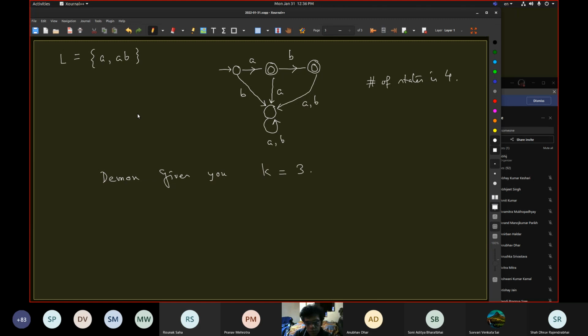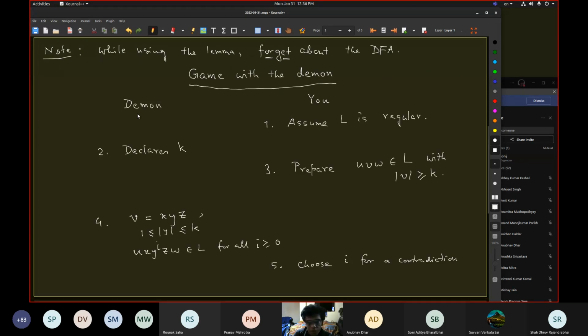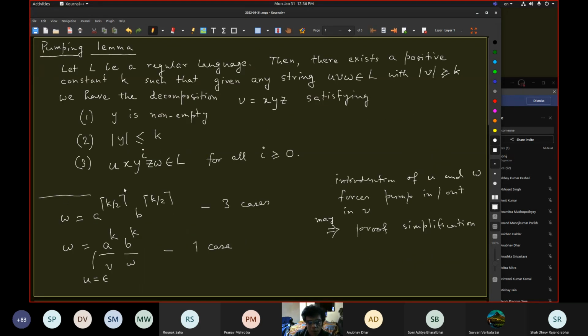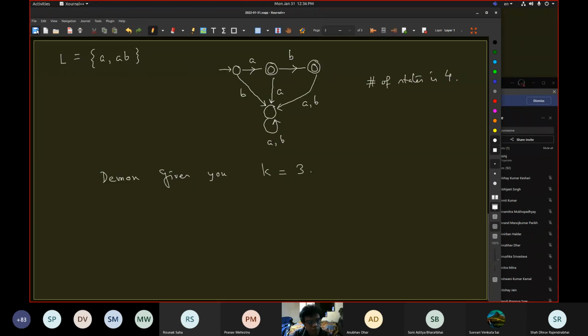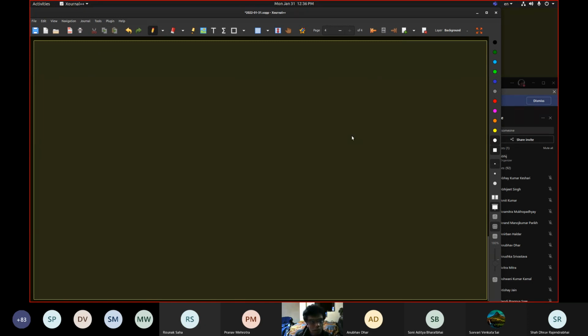So henceforth in all the proofs, unless explicitly needed, we will use this abstract game or this abstract form. We will not look into where this K comes from. Anyway, it is a hypothetical figure. So let us now see some more examples illustrating the use of the pumping lemma by forgetting the DFA. So this is our example 2.